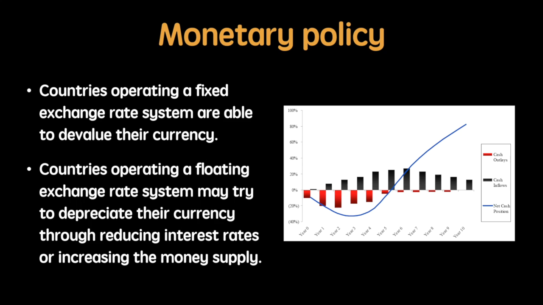Within monetary policy, the main tool would be the exchange rate. Countries operating a fixed exchange rate system are able to devalue their currency. Countries operating a floating exchange rate system may try to depreciate their currency through reducing interest rates or increasing the money supply. As you can see in the J-curve diagram to the right, it will take time for a change in the exchange rate to move an economy running a current account deficit to reduce that deficit and move towards a current account surplus. Initially, the current account deficit will worsen, then improve.